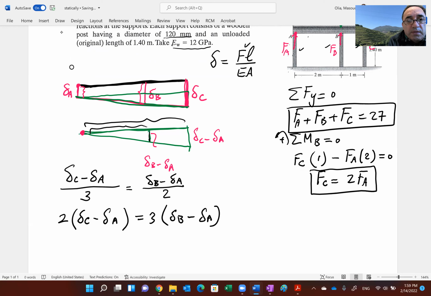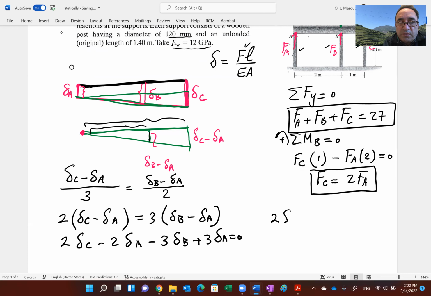If you clean this up, we have 2 delta C minus 2 delta A. Bring everything to one side, minus 3 delta B plus 3 delta A equals 0. And then this equation eventually becomes 2 delta C plus delta A minus 3 delta B equals 0. So how is this equation now related to force? Because I need one additional equation related to force, and that equation, as I said, comes from here.